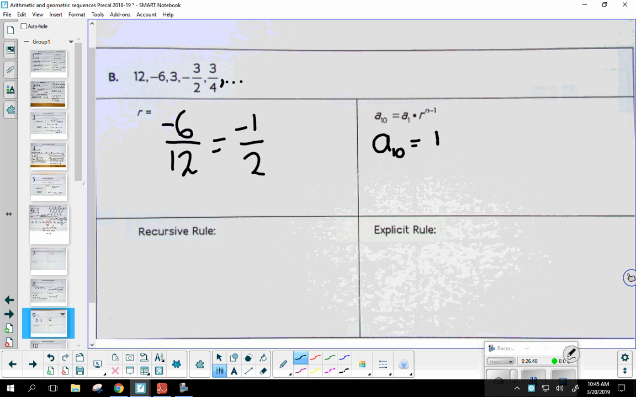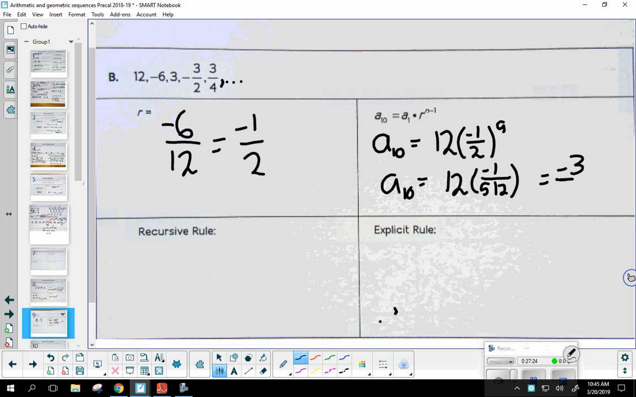So the 10th term, the first, 12, times the common ratio, negative 1/2, to the 9th. Negative 1/2 to the 9th is negative 1/512, and that would become negative 3/128. Perfect. How are we doing so far?